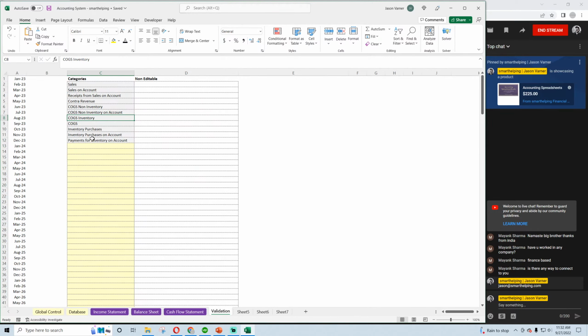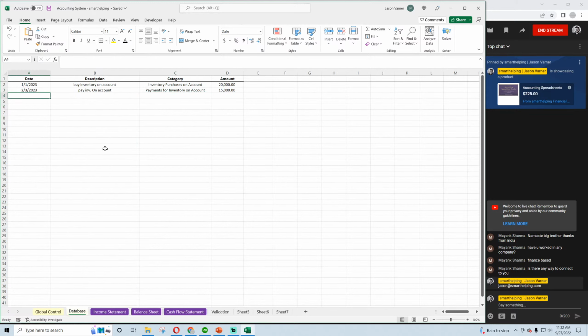Now what was I just about to do before that? Cost of goods sold for non-inventory items and cost of goods sold non-inventory on account. So one's going to be an accounts payable item, and the other's just going to be an entry that hits cash right away. So how do we do that? Well, let's see. Let's clear this out, and it's easiest just to isolate one at a time.